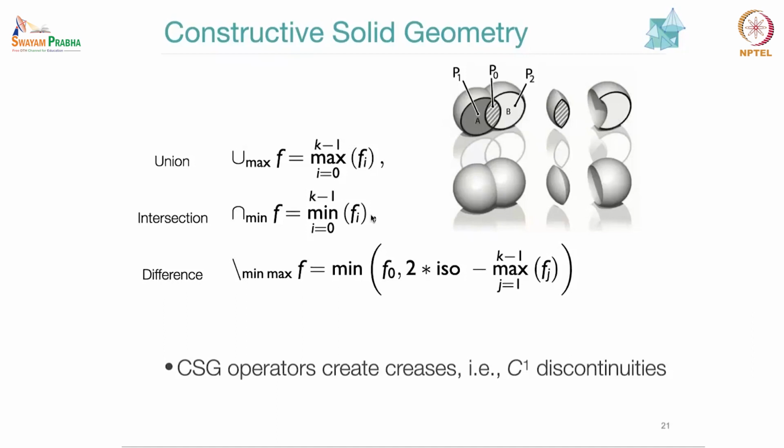You actually want creases, because implicit modeling by itself doesn't give you creases, because it deals with smooth functions, right? CSG gives you the capability to create creases in these implicit functions. Okay. So, sir, can we say that to construct complex 3D geometric shapes, we are using basic shapes and applying Booleans on them to get the complex structures?